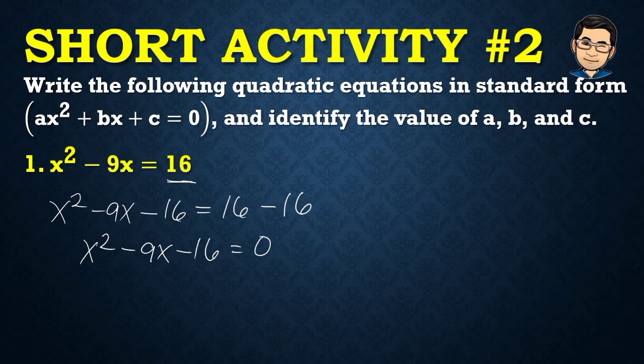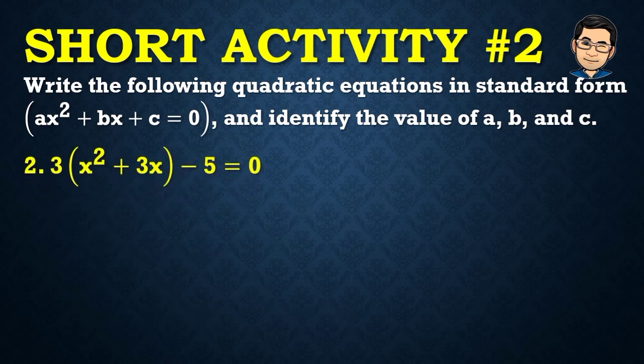So, therefore, we can now identify the values of a, b, and c. Yung x squared natin, ang numerical coefficient niya ay 1 lang. So a is equal to 1. And then our linear term b is equal to negative 9. And then yung ating c, the constant term, is negative 16.